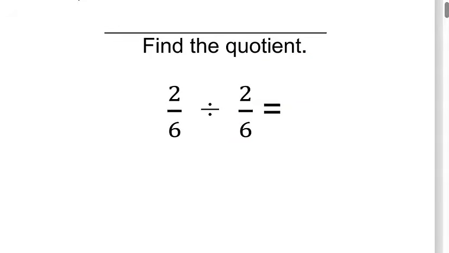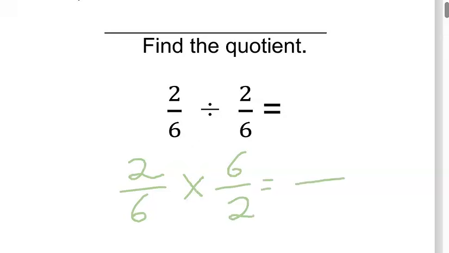All right, so now we are going to find this quotient. Looks like we're going to have to do a keep change flip here. So we're going to keep the 2/6 as 2/6. The division sign will become a multiplication sign, and the 2 over 6 will become 6 over 2. All right, so 2 times 6 is 12. 6 times 2 is 12. 12 goes into 12 one time.